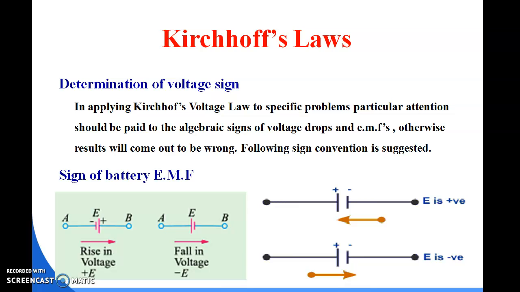here it is shown that from A to B, in the first figure, there is EMF 1 and there is EMF 2. The rise in voltage and the fall in voltage: the rise in voltage is given as plus C and the fall in voltage is given as minus C. When current flows from right to left, then EMF is positive, and when the current flows from left to right, then the EMF is negative.